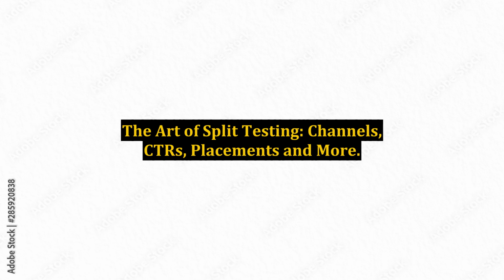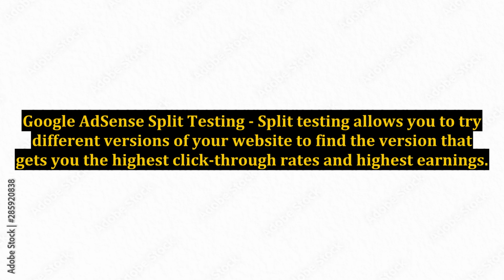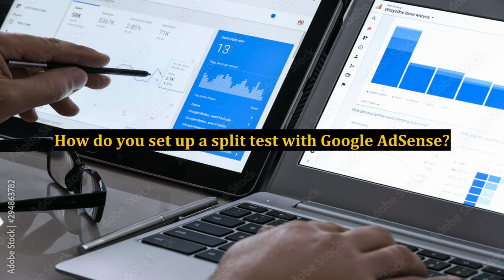The art of split testing, channels, CTRs, placements, and more. Google AdSense split testing. Split testing allows you to try different versions of your website to find the version that gets you the highest click-through rates and highest earnings. How do you set up a split test with Google AdSense?